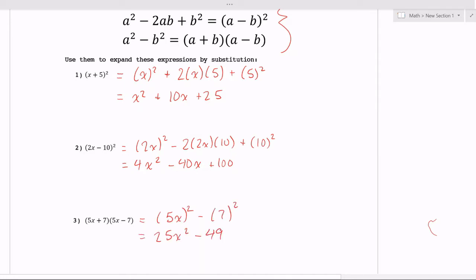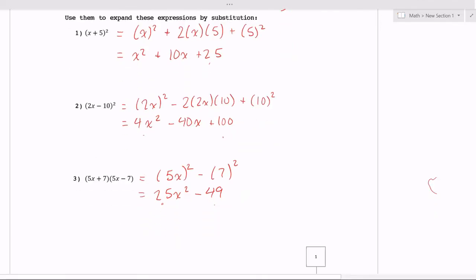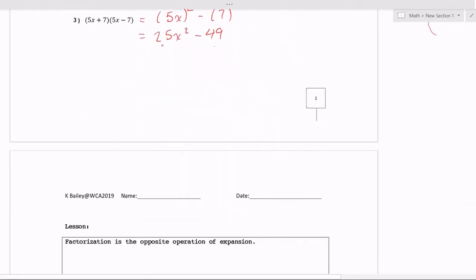Alright, so when this is done, I do want you to notice that there are some square numbers that appear. The first term and last term of each of these are square numbers. Both of these terms are square numbers, 25, x squared, and 49. They're all square numbers. And recognizing square numbers is what is useful for this topic.